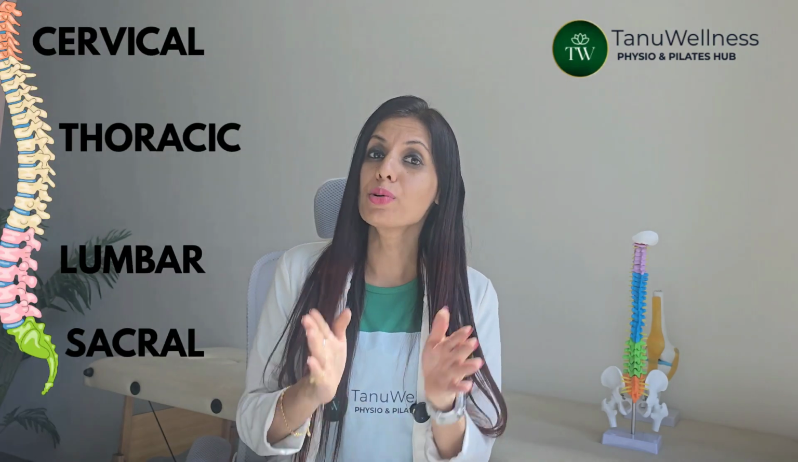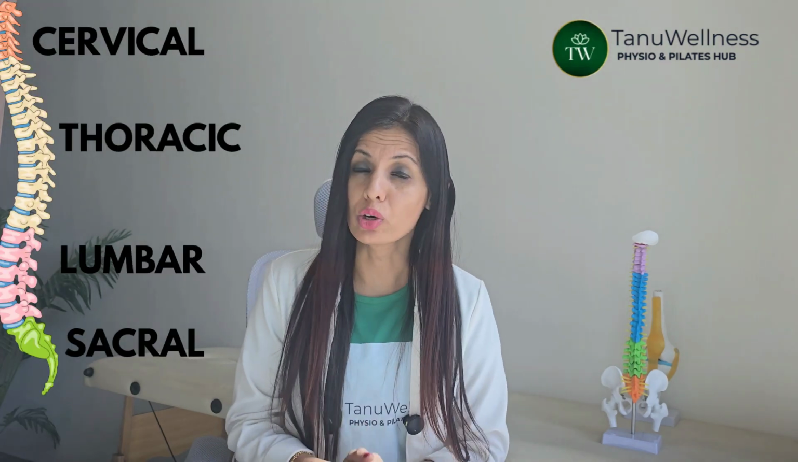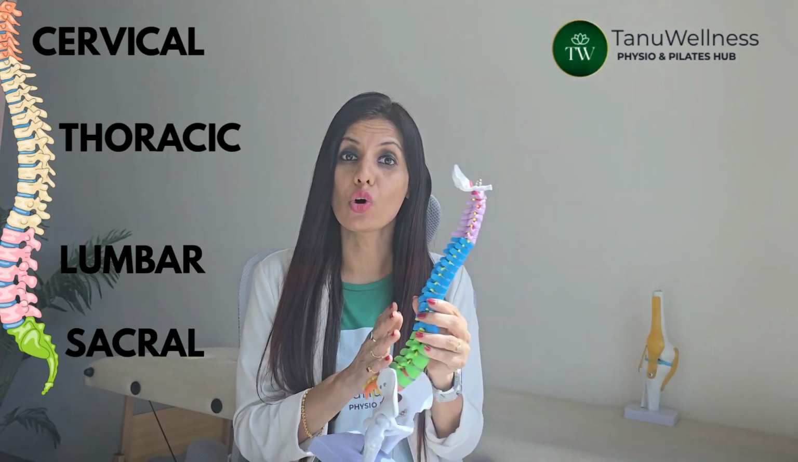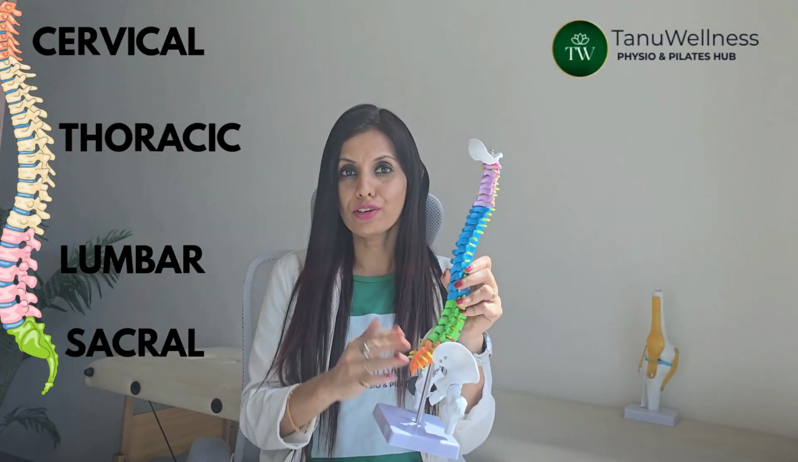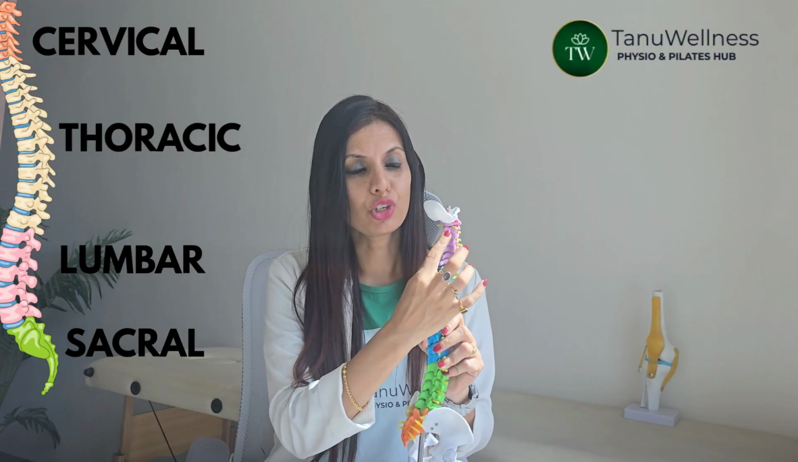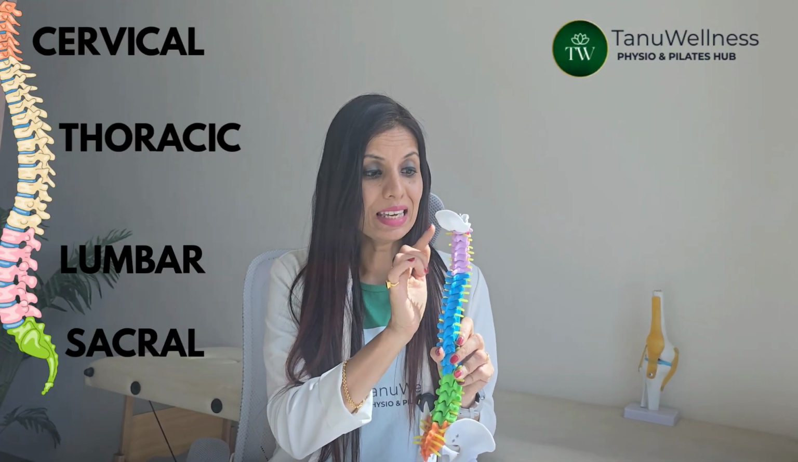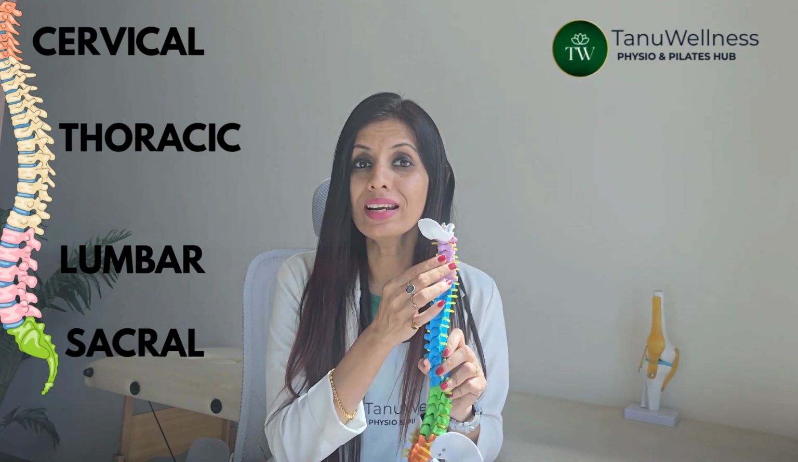Let's try to understand our spine first. Our spine is not a single rod, it's an S-shaped structure. There are 4 different parts of our spine. Let's go one by one. If you see, there are 4 different colors. Let's come to the first one, which is the cervical area, the purple one. It's known as C. C1 to C7 is your neck area.